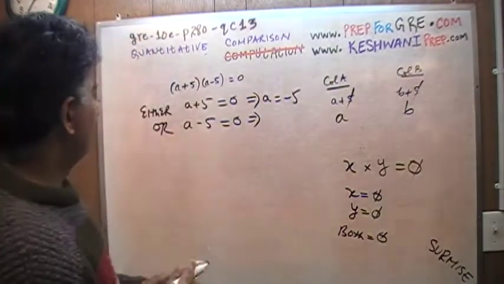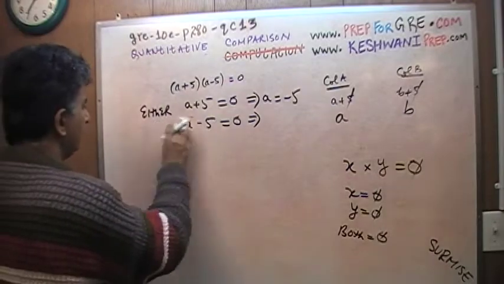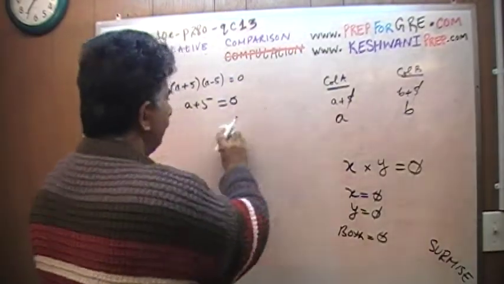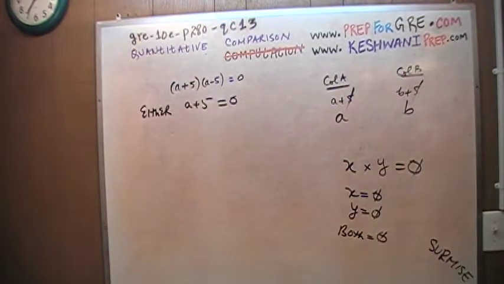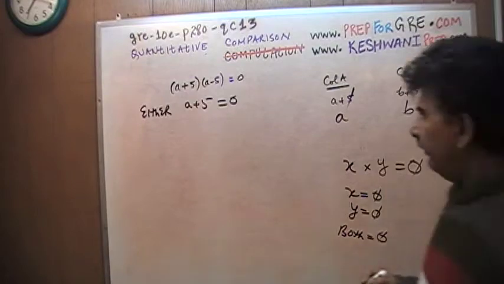If a minus 5 is 0, let me put this, it is getting too crowded, and I'm also getting too paranoid about the time. Just give me a second. Yes, I have already taken 5 minutes.